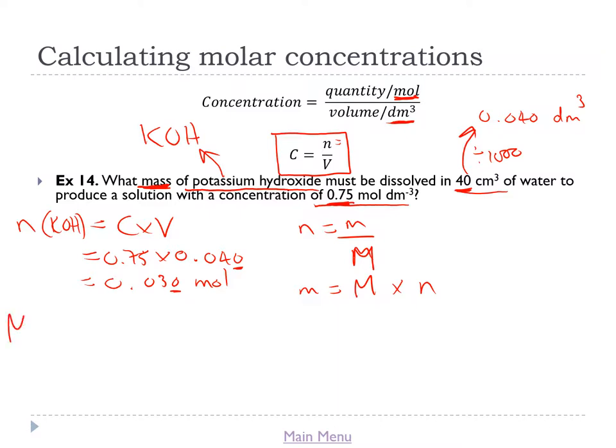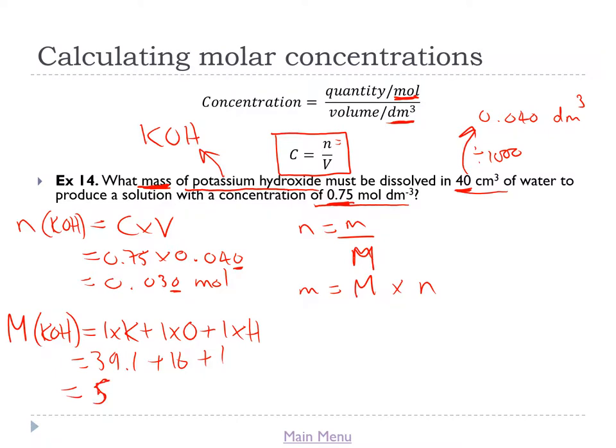So molar mass, capital M, of KOH equals 1 times potassium plus 1 times oxygen plus 1 times hydrogen equals 39.1 plus 16 plus 1, which equals 56.1. So now we've got our molar mass, which is 56.1, so that can go into the equation, so 56.1.